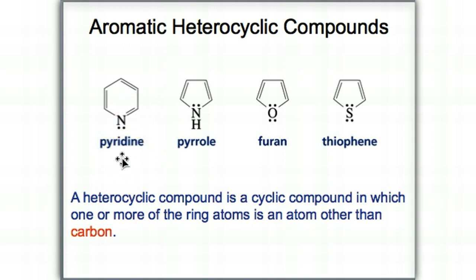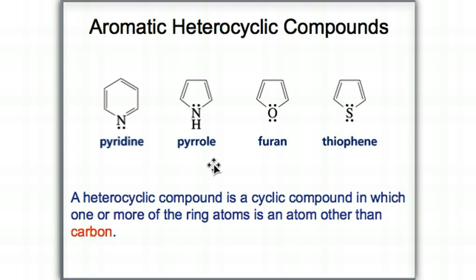Because it has 6 ring atoms that are sp2, which means they each have a p orbital, and the molecule contains 3 pairs of pi electrons. 1, 2, 3. The lone pair of electrons on nitrogen, right here, are not pi electrons. Now all of these compounds are aromatic. They have an odd number of pairs of pi electrons. They're planar and they're cyclic compounds.